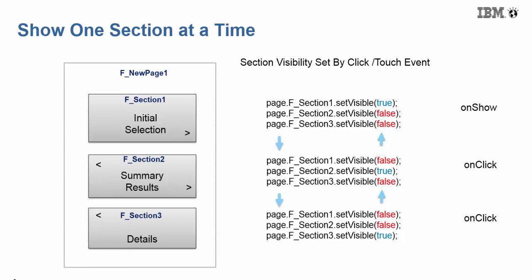So if I take a look at this on this PowerPoint chart, you can see one page, 3 different sections, and the key here is the JavaScript to the right. I'm setting the visibility of each section true based on where I'm at in the process. You can simply copy and paste this JavaScript and just change the true and false based on what you're trying to do.